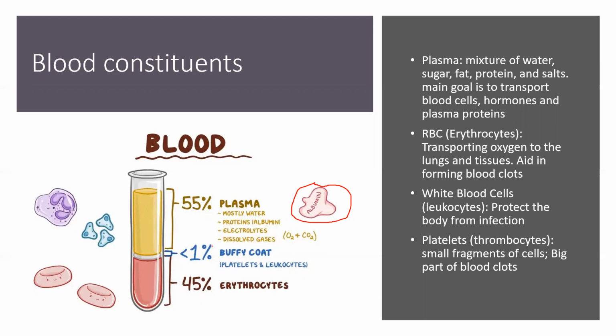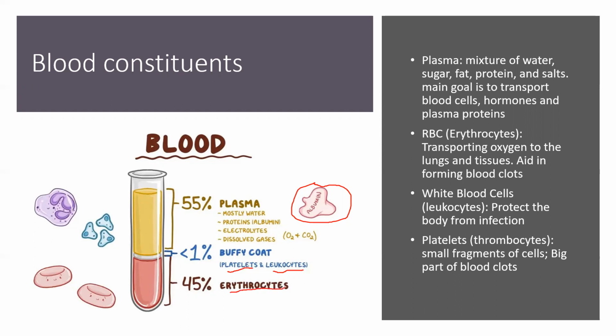Then we have the buffy coat. Inside the buffy coat, we have platelets, which are also known as thrombocytes. These thrombocytes actually help clot blood; they are the sticky tack that makes blood clots. We also have leukocytes, or white blood cells. I'll talk more about those next week when we do immunology, but white blood cells help fight infections. The second largest one is erythrocytes, or red blood cells.